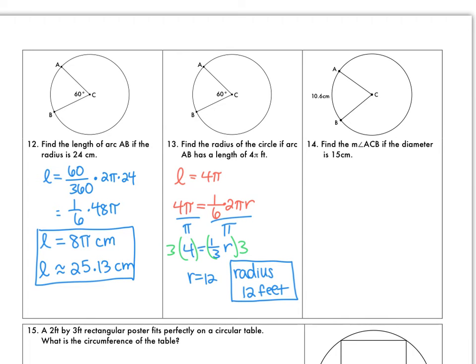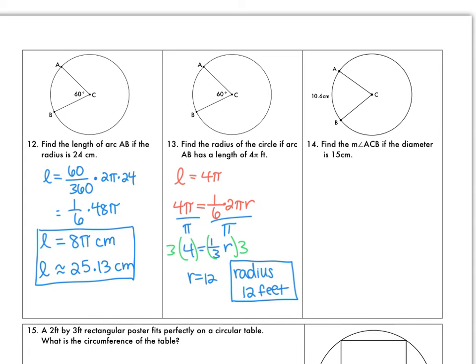The next one, we are given the arc length again, and we're trying to find the measure of angle ACB if the diameter is 15. So this first one, we were trying to solve for the arc length given the fraction of the circle and some piece of information to find circumference. On number 13, we were given the arc length and the portion of the circle, and we were asked to find the radius of the circle. So we had to find circumference in that to find radius. And then this last one, we're finding a different piece of information again. We're finding the central angle measure given the arc length and enough information to find the circumference.